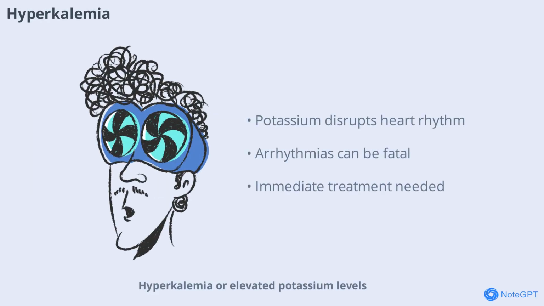Hyperkalemia, or elevated potassium levels, is another dangerous complication of tumor lysis syndrome. Potassium is released from dying cells and can quickly accumulate in the blood. High potassium levels disrupt the heart's electrical system, leading to arrhythmias and potentially sudden cardiac death. Immediate treatment is required to lower potassium and stabilize the heart.